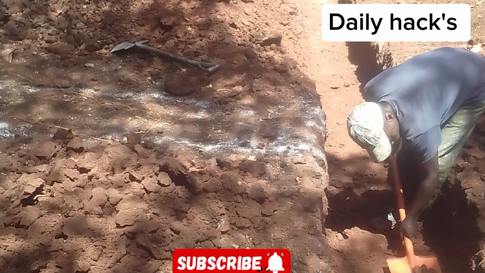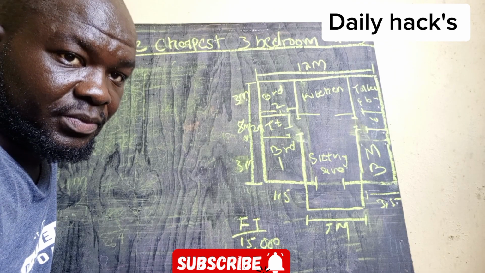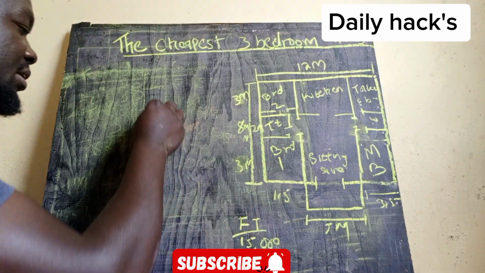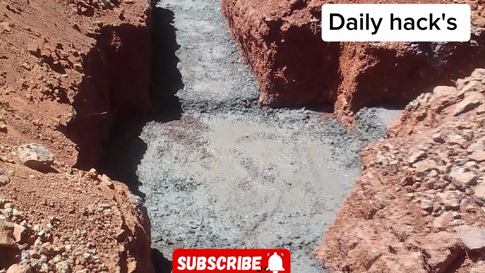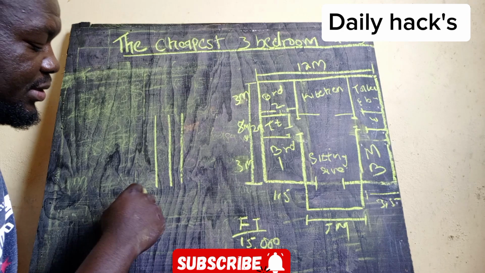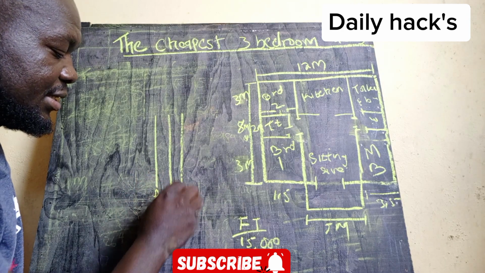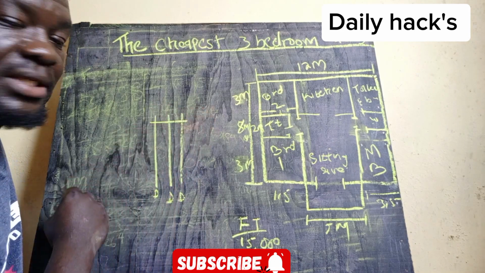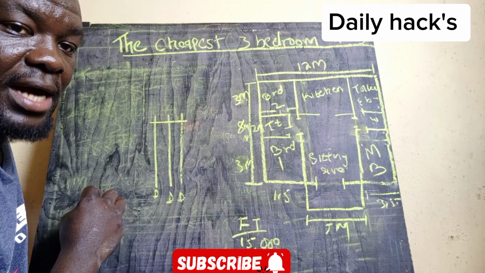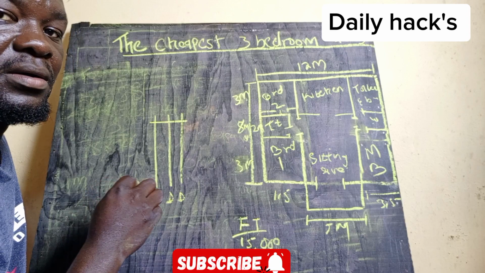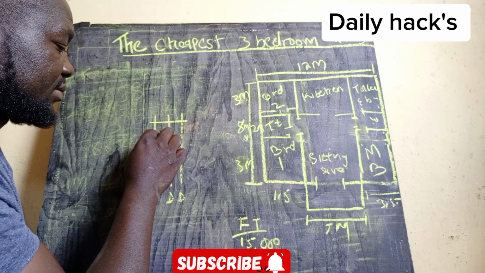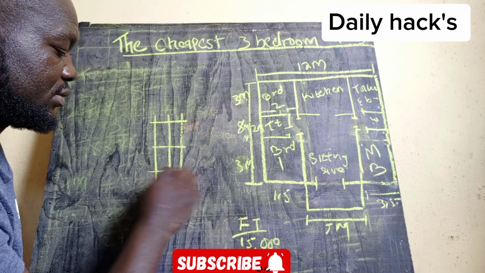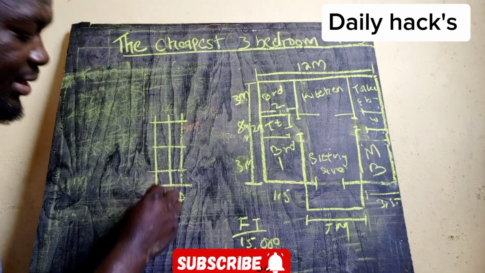So for the footings of this house, because it's a bungalow, you will lay D10, and you lay like this. This is D10, D10, D10. Then you will put rings at a spacing of 1.5 feet. This is the strip footing.